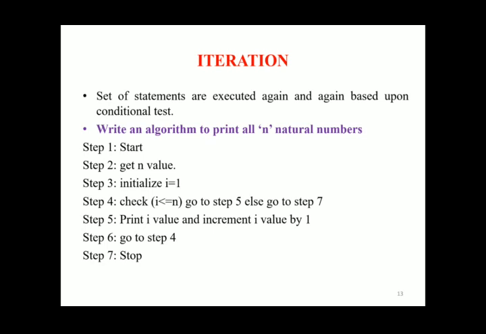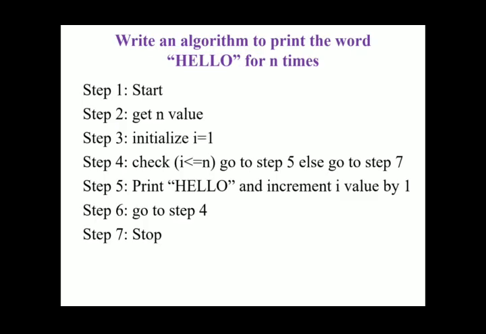Now let us see one more example for iteration: an algorithm to print the word hello for n times. Step 1 begins with the word start. In step 2, we need to give an input value to print the word hello up to n times. So here n is the variable, and to that we need to give the stop value. In step 3, I have initialized the value 1 to a variable I. This represents that the word hello will be printed for the first time, with the count as 1.